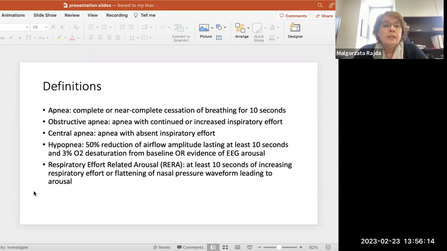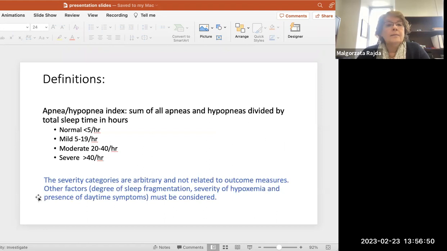And again, we start counting when it's more than 10 seconds. And the hypopnea either leads to an arousal or to a desaturation from baseline of at least 3 percentage points. We also distinguish respiratory effort-related arousal. So we see 10 seconds of heightened respiratory effort and some changes of the nasal pressure waveform. But that is a purely polysomnographic phenomenon. So we won't get into that.